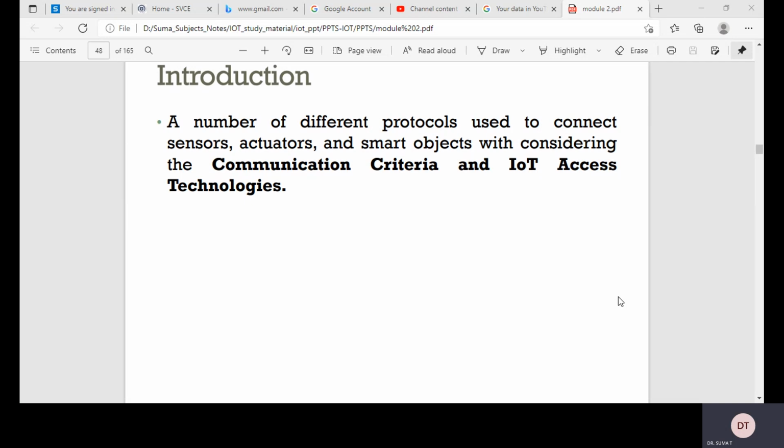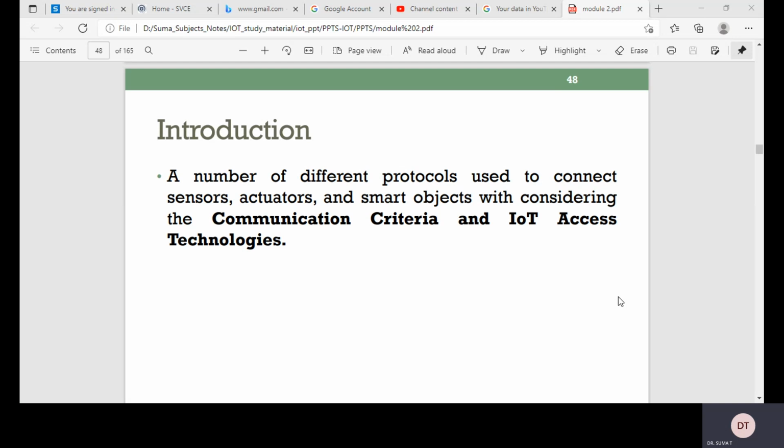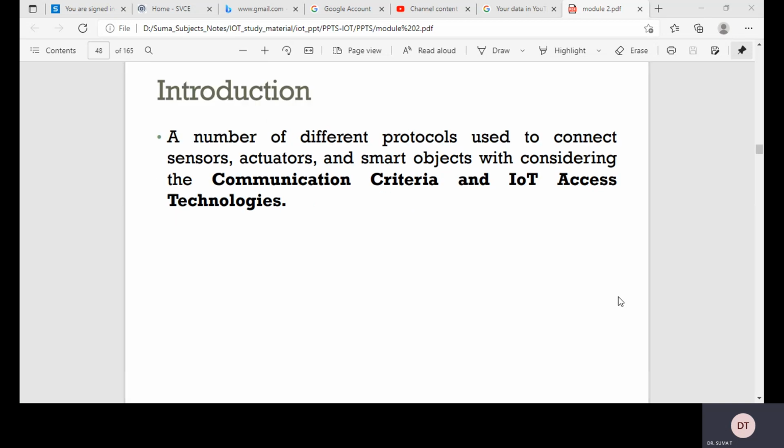Okay, and in this topic, that is connecting the smart objects, we are going to look at the characteristics and communication criteria that are important for technologies that smart objects employ for their connectivity, along with a deeper dive into some of the major technologies being deployed today. We are going to study the communication criteria to assess the IoT technologies.